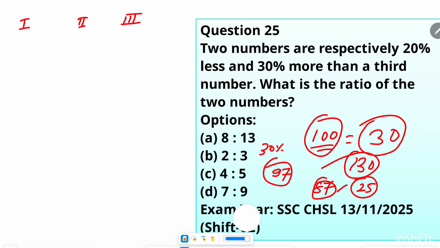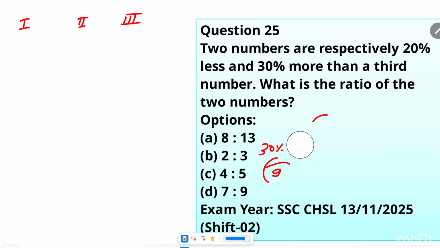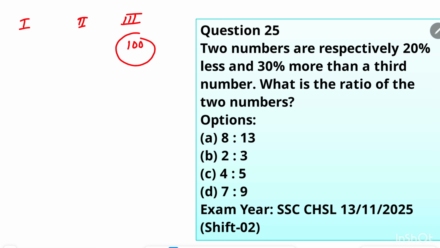So to make our calculation very easy and simple, we will have to write a number which is really easy when we take the percentage value. So I will suppose that number is 100. When we suppose this number is 100, then the first number is 20% less, that means this number will be 80. And the second number is 30% more, this means this number will be 130.